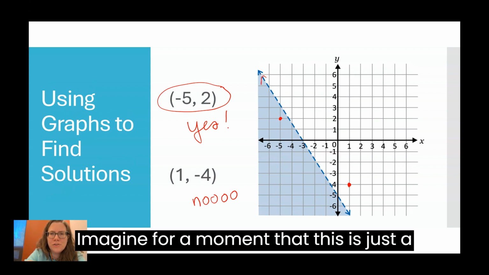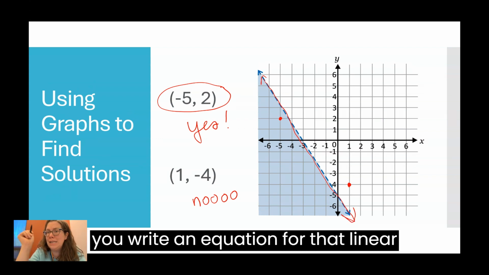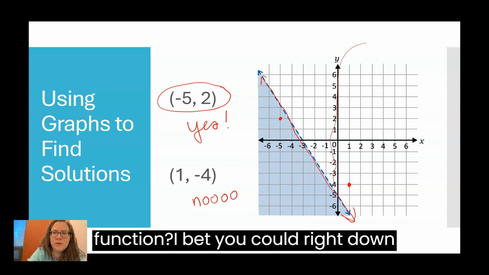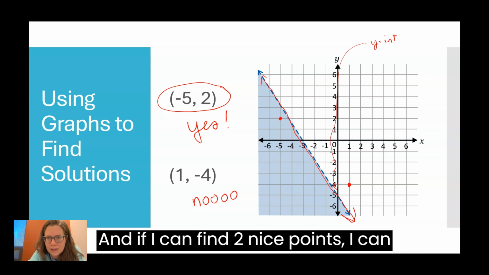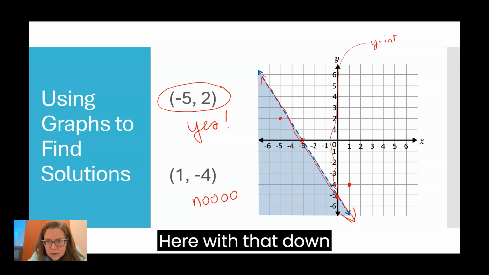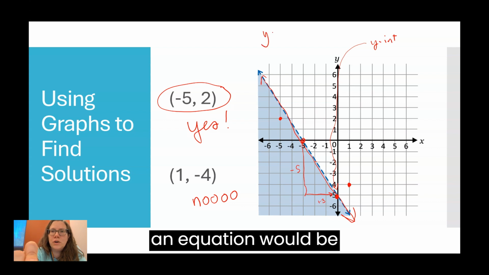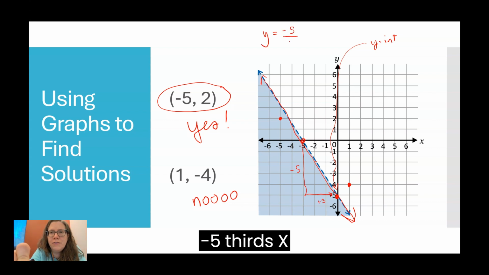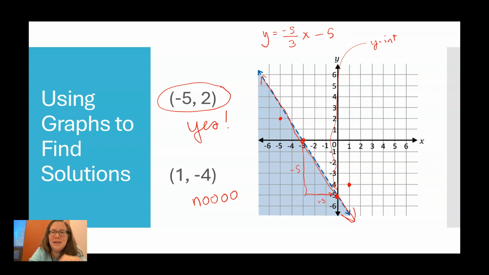Imagine for a moment that this is just a straight line, not a dotted line, and there's no shading on this graph. Could you write an equation for that linear function? I bet you could. Right down here is my y-intercept. And if I can find 2 nice points, I can find the slope, right? So about here and here. Is that down 5 over 3? So my equation for this, if it was just an equation, would be -5/3 x minus 5.